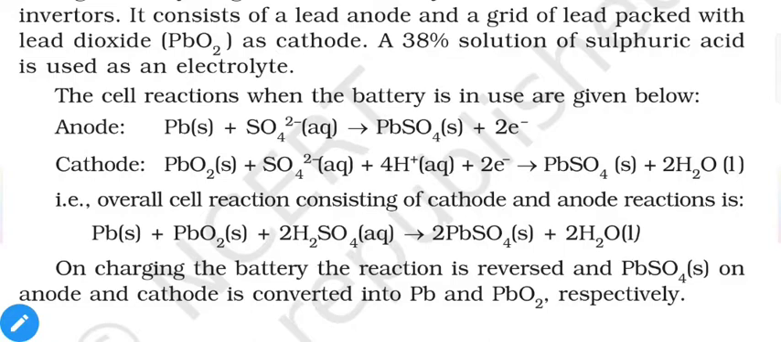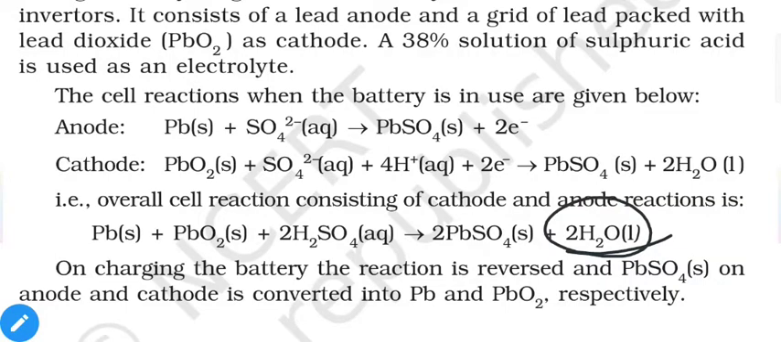On the cathode, PbO2 will react with SO4 2- and H+, that means it will react with H2SO4, and by consuming 2 electrons, it produces PbSO4 and 2H2O. So notice, in both the anode and cathodic reactions, our main product is the same, which is PbSO4. Now the overall cell reaction consists of the cathode and anode reactions as follows: Pb solid and PbO2 with H2SO4 gives PbSO4 and water.